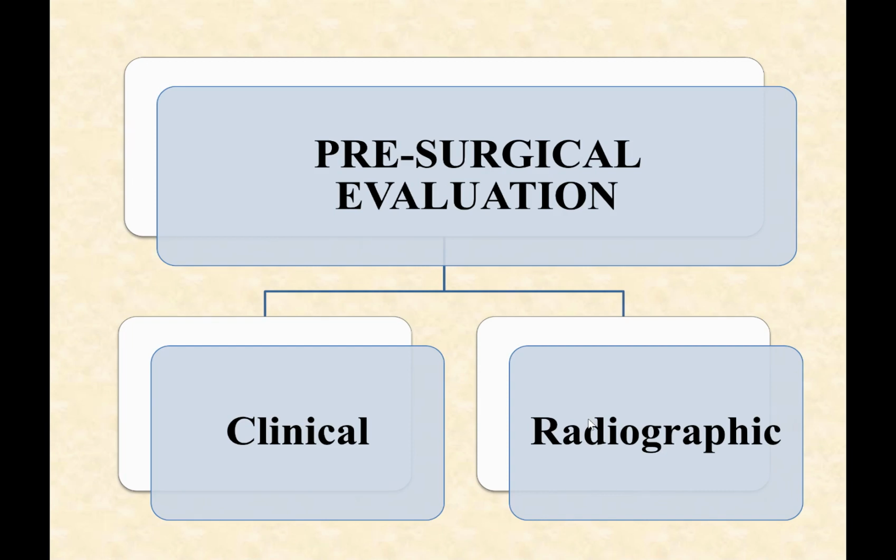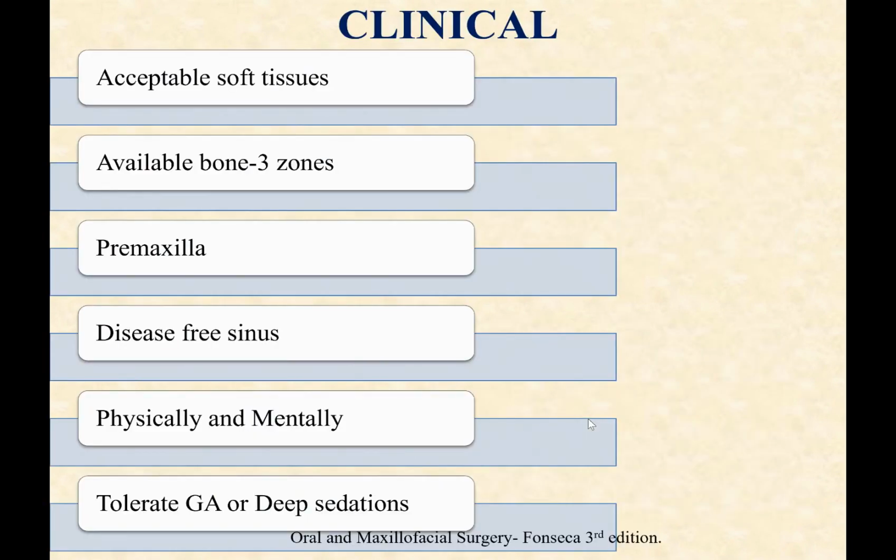The pre-surgical evaluation includes clinical and radiographic evaluation. First, acceptable soft tissue should be present, and available bone should be present in the zones, that is premaxilla, cuspid zones, and molar zones. The sinus should be disease-free, the patient should be in good physical and mental health, and able to tolerate general anesthesia and deep sedation.